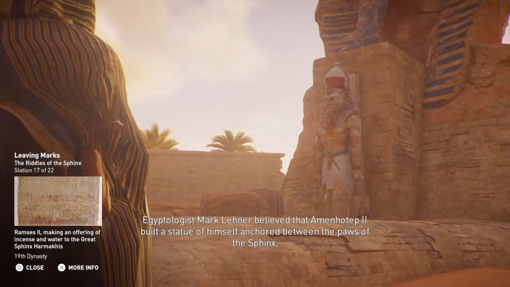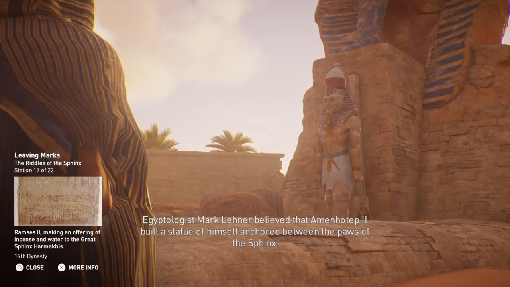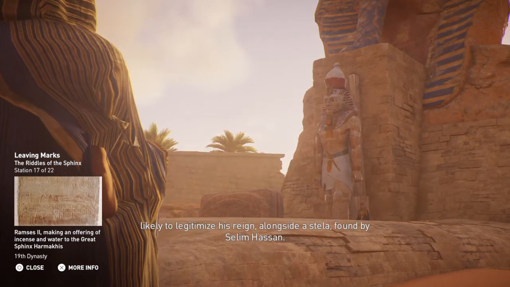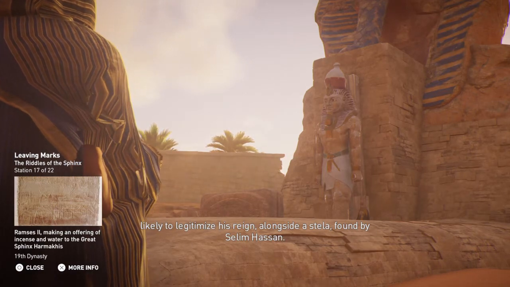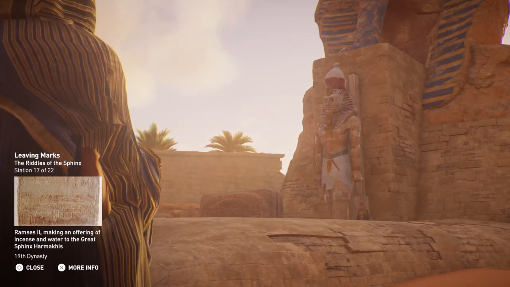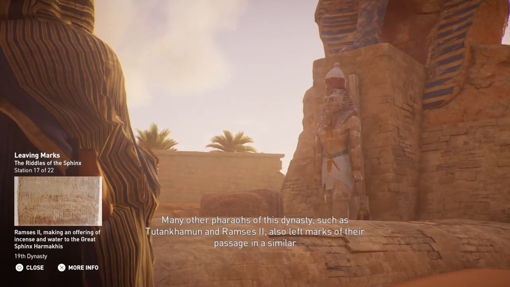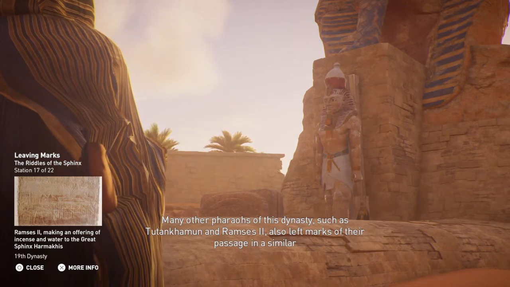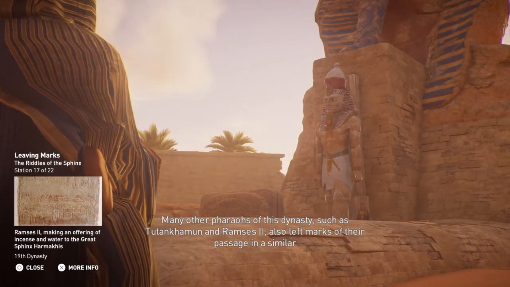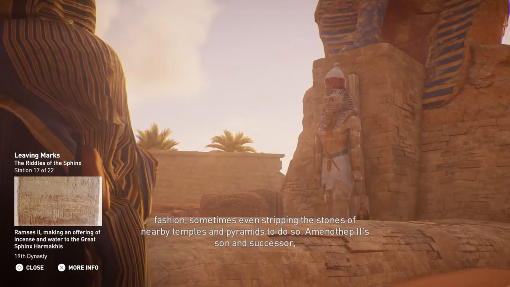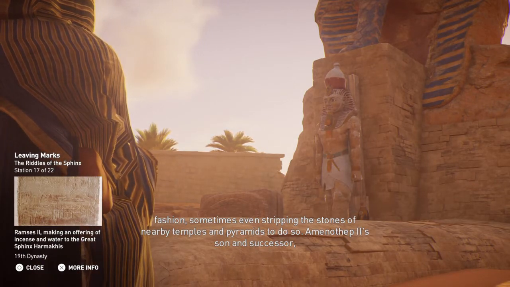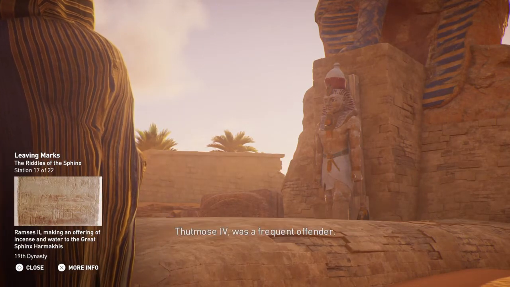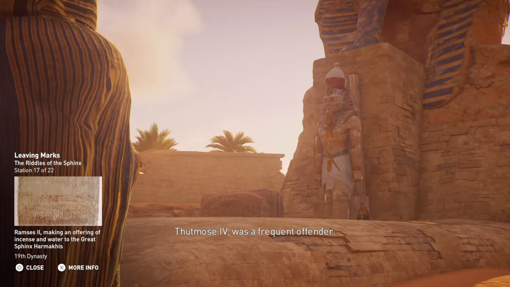Egyptologist Mark Lehner believed that Amenhotep II built a statue of himself anchored between the paws of the Sphinx, likely to legitimize his reign, alongside a stela found by Selim Hassan. Many other pharaohs of this dynasty, such as Tutankhamun and Ramses II, also left marks of their passage in a similar fashion, sometimes even stripping the stones of nearby temples and pyramids to do so. Amenhotep II's son and successor, Thutmose IV, was a frequent offender.